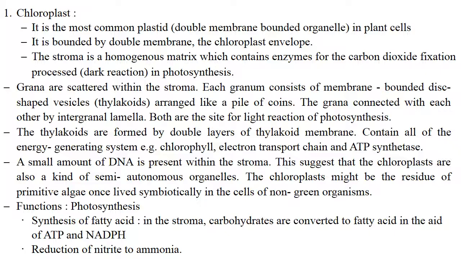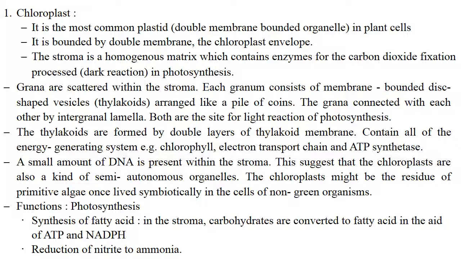Each granum consists of membrane-bound disc-shaped vesicles or thylakoids arranged like a pile of coins. The grana are connected with each other by intergranal lamellae. Both are the sites for the light reaction of photosynthesis. The thylakoids are formed by double layers of thylakoid membrane, containing all the energy generating systems like chlorophyll, electron transport chain and ATP synthase. A small amount of DNA is present within the stroma.